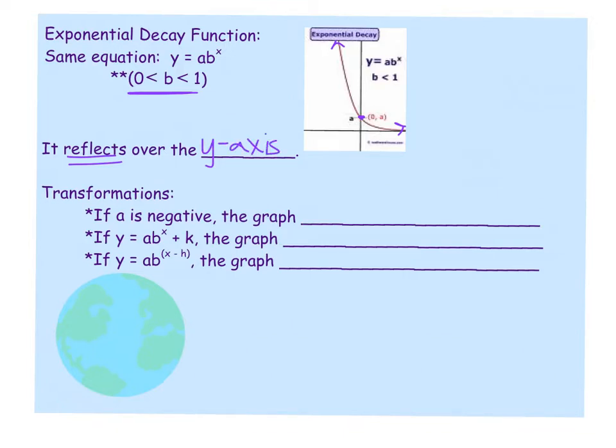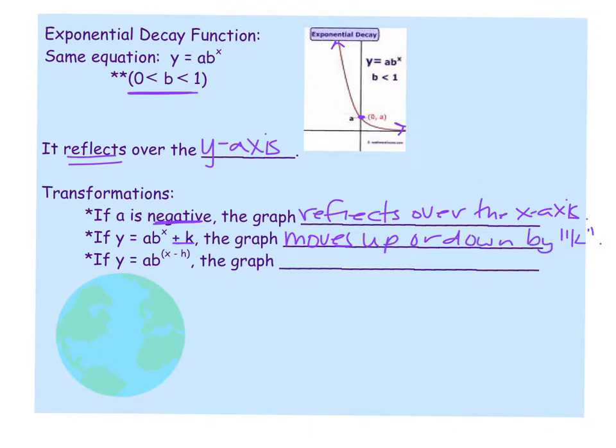What we can do with these values is we can perform transformations on them. For example, if a is negative, the graph would reflect over the x-axis. Hopefully you can get that to fit in there. There we go. Reflects over the x-axis. If something's being added or subtracted to the function after the base, the graph would move up or down by that k value. And then if we have something being added or subtracted to the actual exponent, the graph would move left or right.